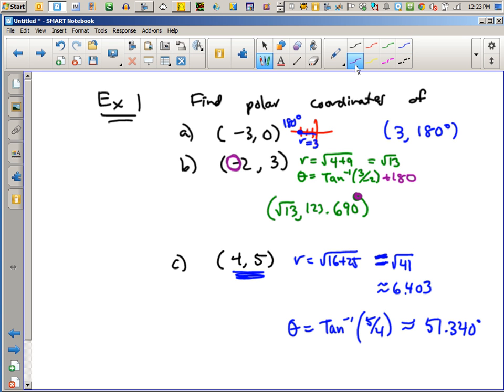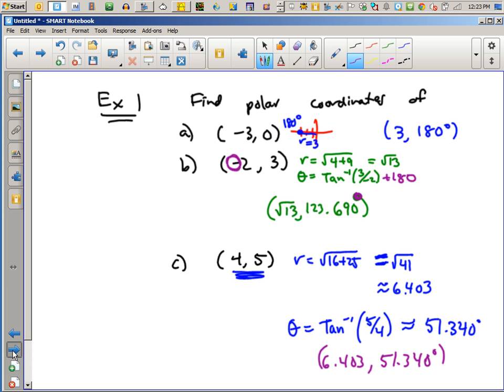So the correct polar coordinates for this problem are, I'll write the answer in purple, 6.403, or it's even more accurate to write rad 41, comma, 51.340 degrees. Those are the polar coordinates. Now don't be surprised if the textbook gives answers in radians. Okay? So that can happen.